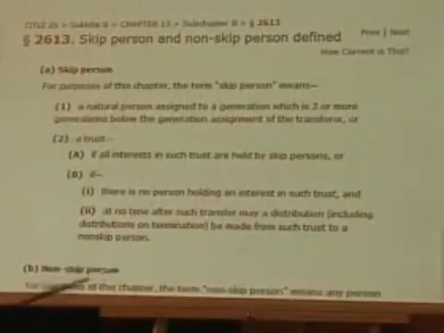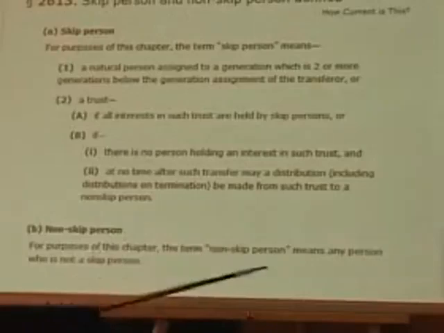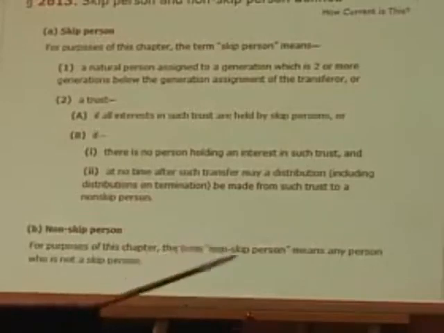Okay, remember it said a direct skip or indirect skip? A skip person is a trust. A non-skip person is a non-trust. So if the trust transfers property as a skip person, the transferor is liable for the tax again, right? Non-skip person means any person who is not a skip person. What is a skip person? A trust. So anything that's a non-trust is a non-skip person.